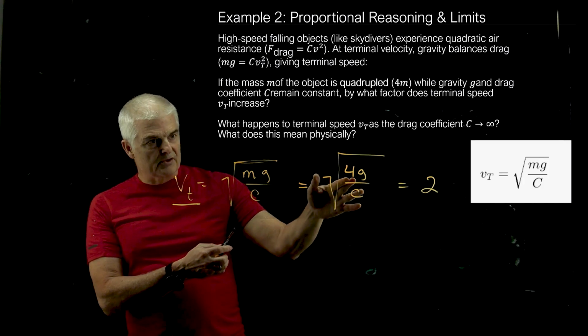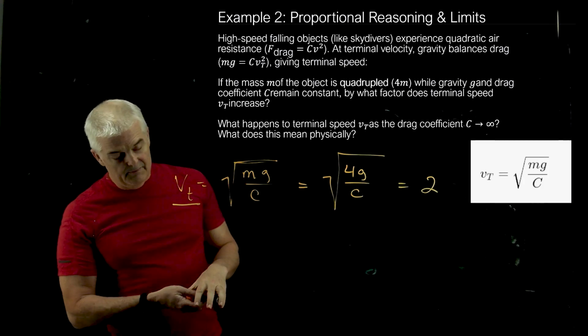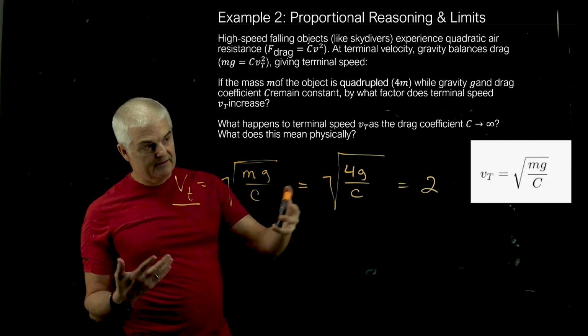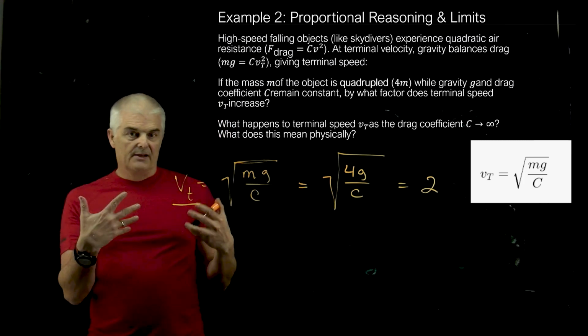Oftentimes you're going to pick ones that are nice square functions. If it's by 16, then the square root of 16 would be 4 times. I think you get the idea.